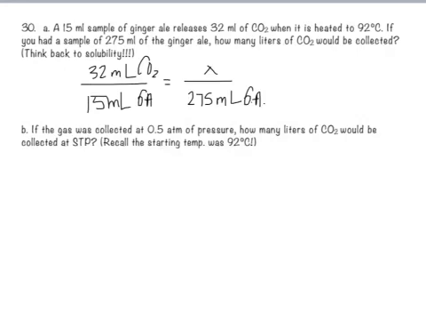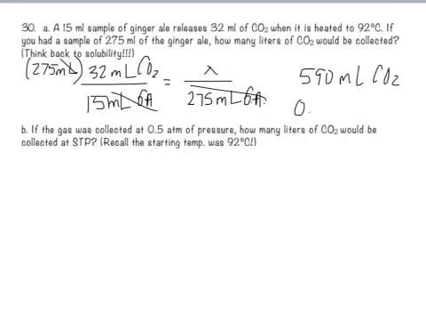Well, how do we solve this proportion? Cross multiply. So we get 275 milliliters up here. The milliliters of ginger ale cancel. Multiply 275 by 32 divided by 15, and you get, with 2 sig figs, 590 milliliters of CO2. But notice it doesn't ask for how many milliliters, it asks for how many liters. So if you take the 590 and divide by 1,000, you're essentially moving the decimal 3 places to the left. You get 0.590 liters.